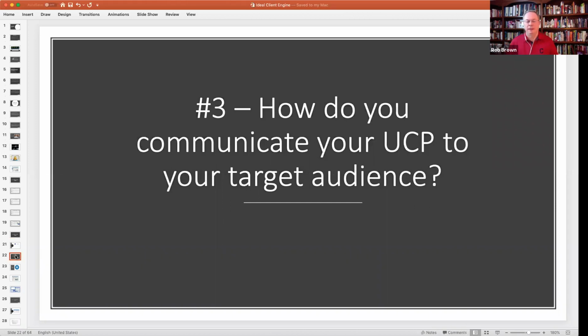Shift number 3, which really ties very closely to number 2, is how do you communicate your UCP, your unique client proposition, to your target audience? So once you have defined your UCP, you have to have a tool, you have to have resources for sharing that with your audience. And let me give you an example of what a UCP is not.